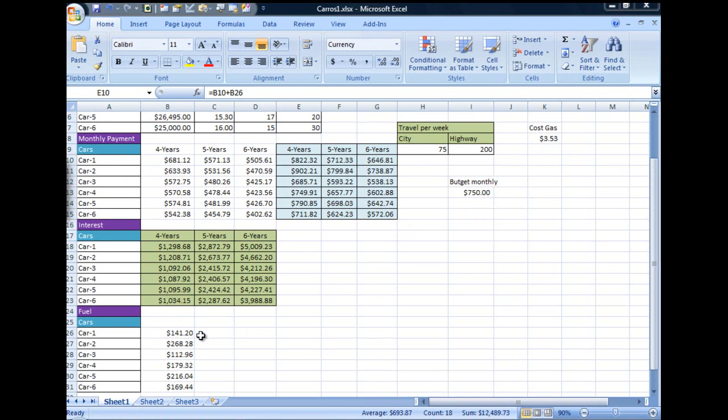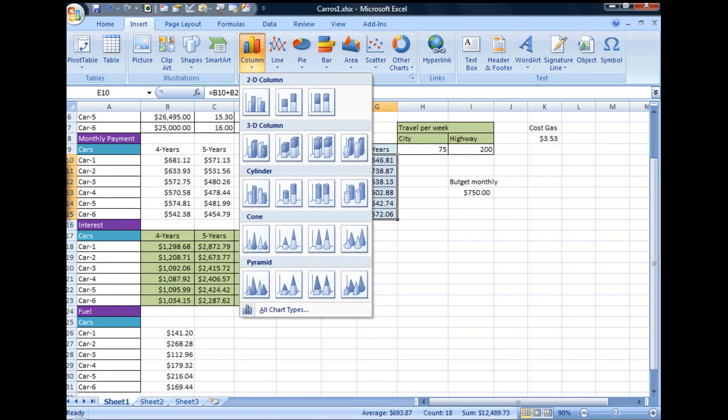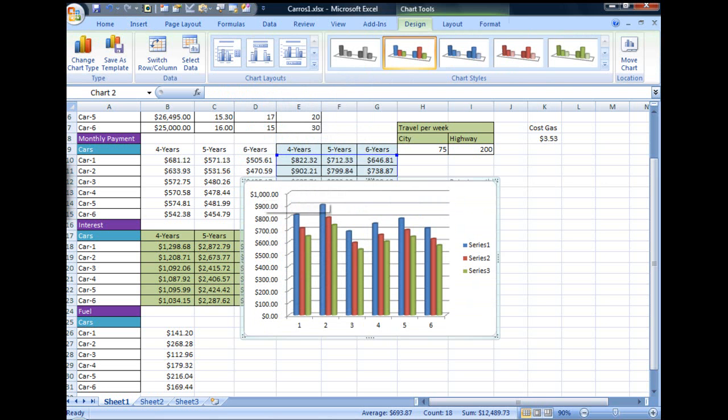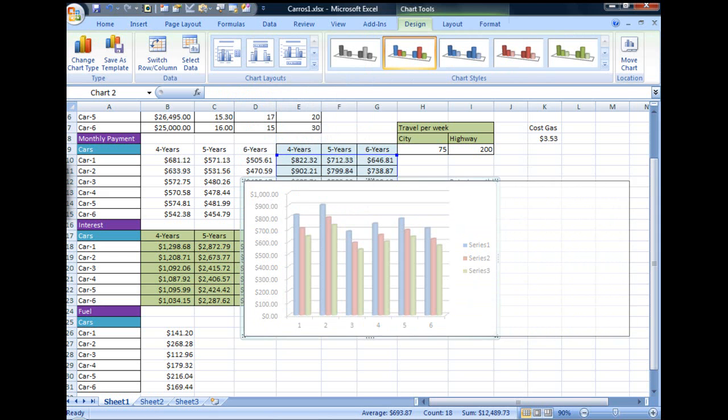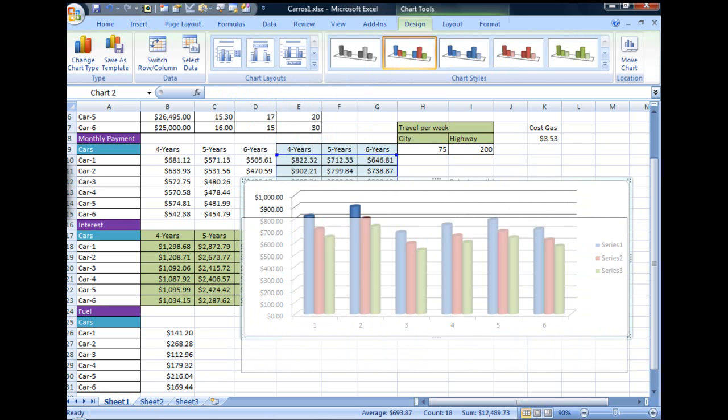Okay, let's do the bar graph. You select Insert, and you select the column chart, and you select either. I select this graph. And this is a graph to compare the price in 3 categories: 4, 5, and 6 years.